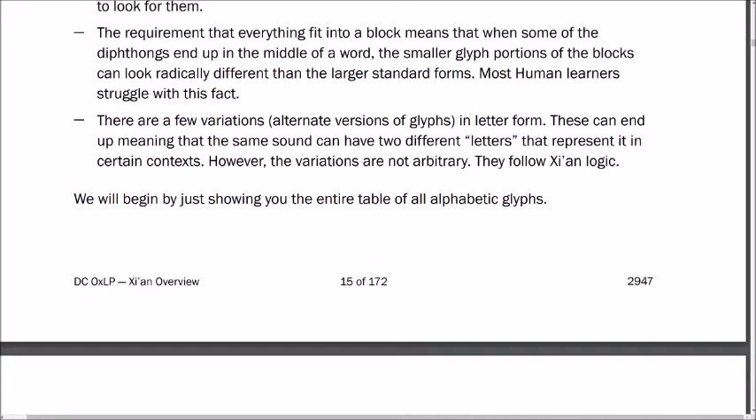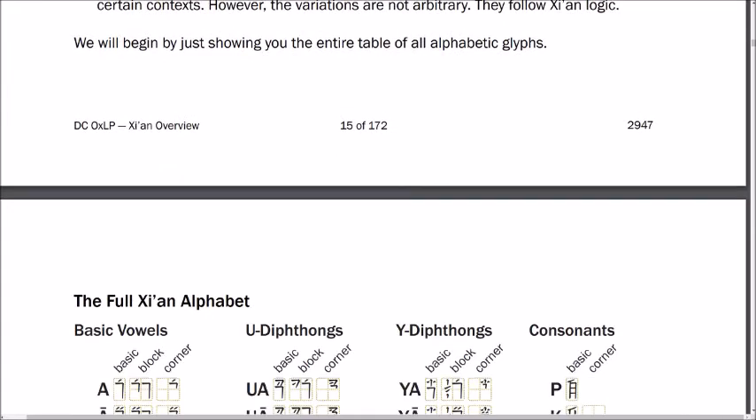There are a few variations, alternate versions of glyphs in letter form. These can end up meaning that the same sound can have two different letters that represent it in certain contexts. However, the variations are not arbitrary. They follow Xi'an logic. We will begin by just showing you the entire table of all alphabetic glyphs.